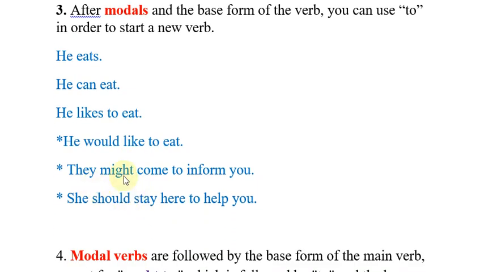Next one. They might come to inform you. You don't say coming. You don't say came. You don't use the past form, okay? She should stay here to help you. We don't say stays. She should stay here. Then you can use to plus a verb to help you. But right after the modal verb here, you cannot use to before the verb. Use the base form of the verb.